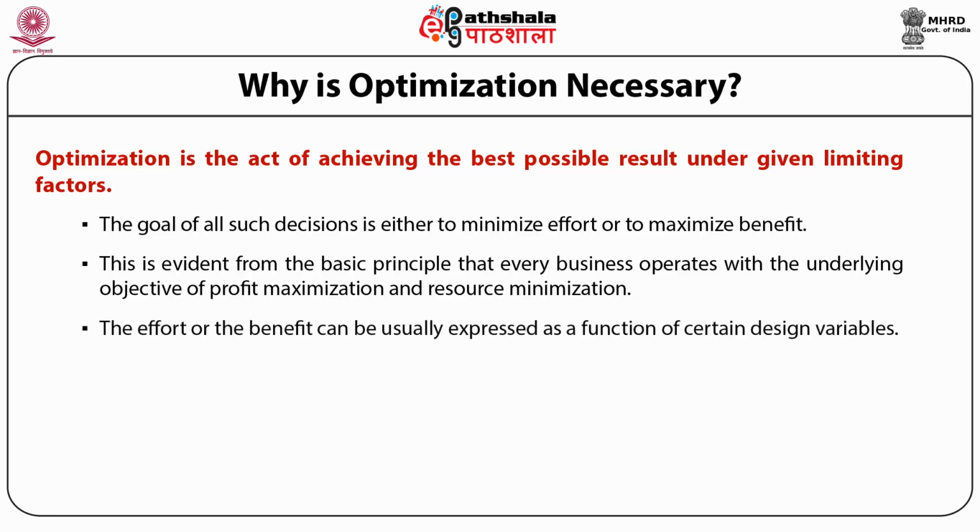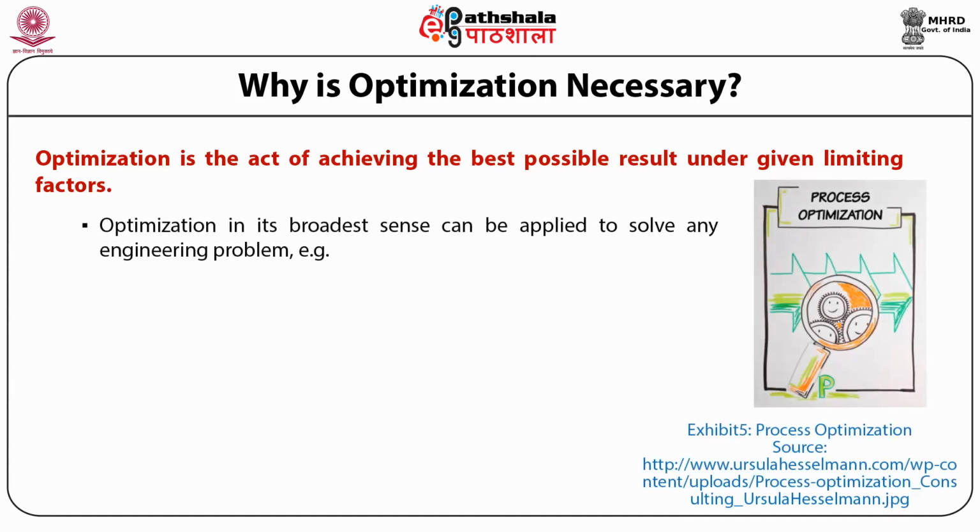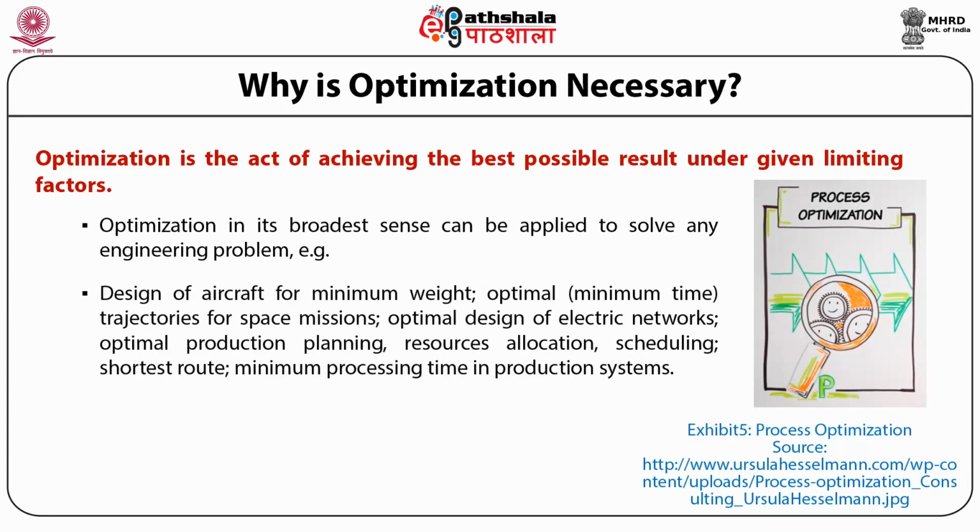The effort or the benefit can usually be expressed as a function of certain design variables. Hence, optimization is the process of finding the conditions that give the maximum or the minimum value of a function. Optimization, in the broadest sense, can be applied to solve any engineering problem. For example, design of aircraft for maximum weight, optimum minimum time trajectories for space missions, optimal design of electric networks, optimal production planning, resource allocation, scheduling, shortest route, minimum processing time in production systems.